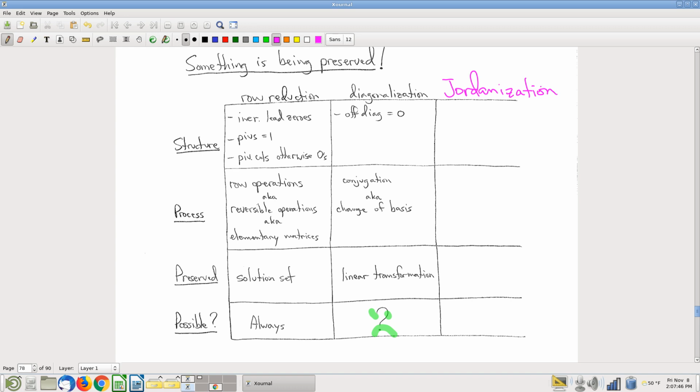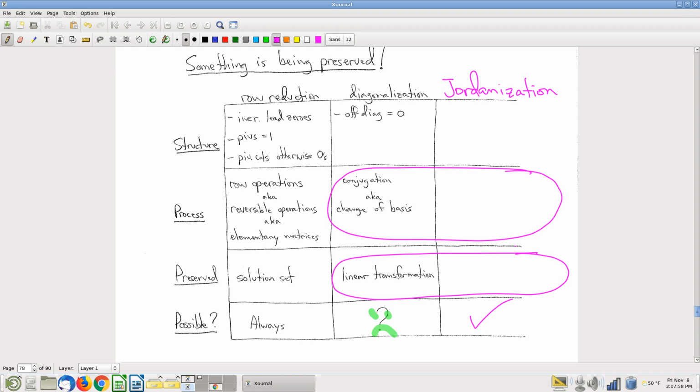It is always possible, right? By way of conjugation, aka change of basis, preserving the underlying linear transformation, just like we were doing with diagonalizability. It's the same there, right? The only difference is that, again, this is a little bit of a disappointment. It's not as cool as diagonal form, the form itself, right?